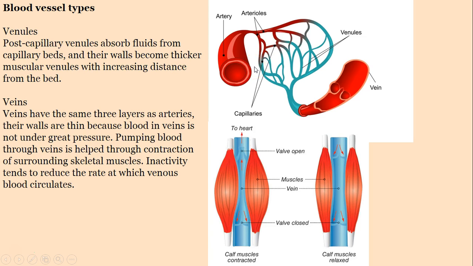Venules, the post-capillary venules, are right there at the capillary bed. And as they move away, they're going to get thicker and become veins. Veins, interestingly, have the 3 layers, same as arteries, but their walls are much thinner because they're not pumping. Look at this, at the capillary bed, the pumping action is essentially gone.